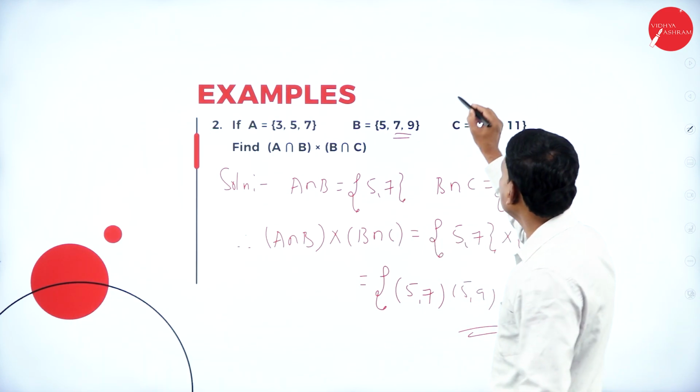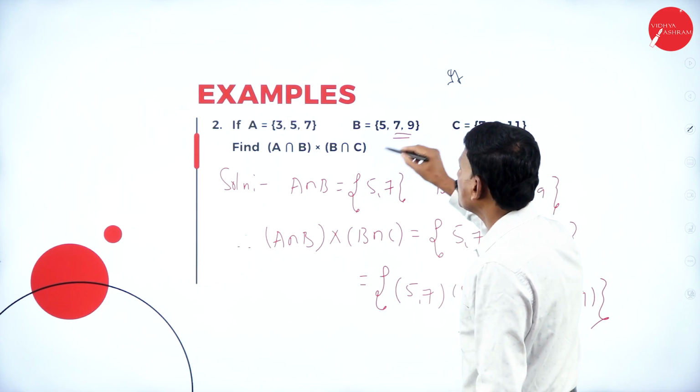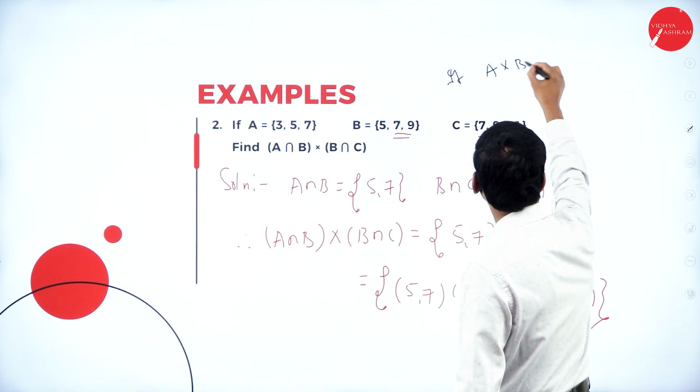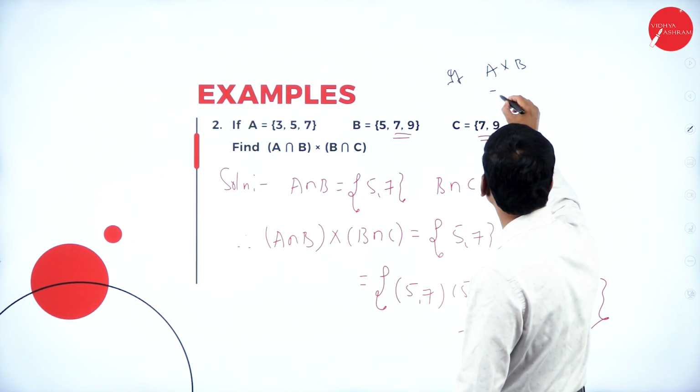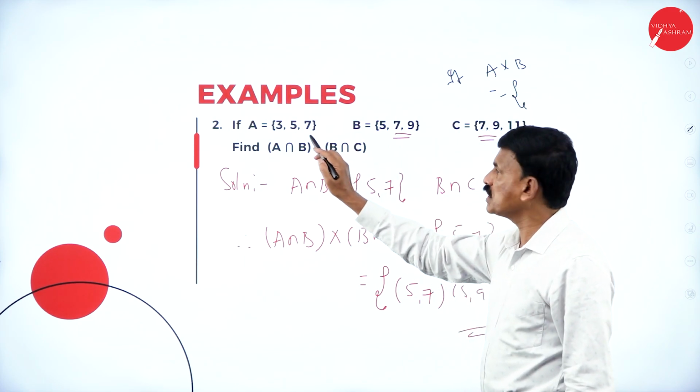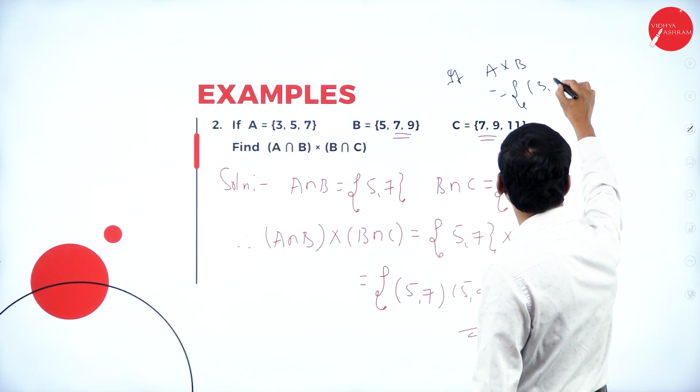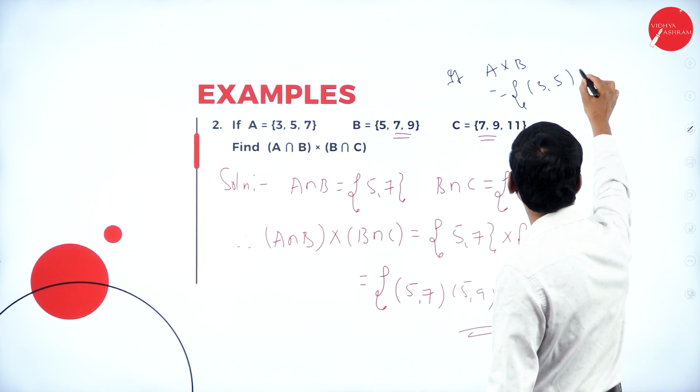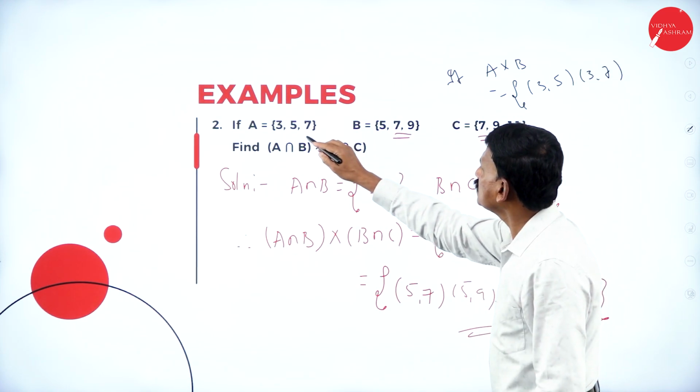Suppose you want to find A cross B, the Cartesian product of these two. The Cartesian product of these two can be written as 3 comma 5, 3 comma 7, then 3 comma 9.